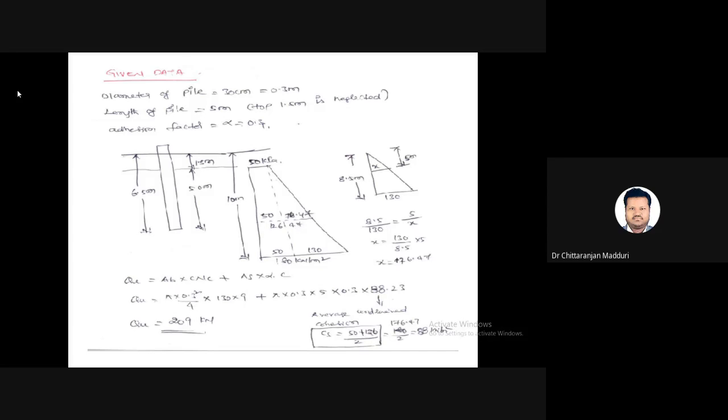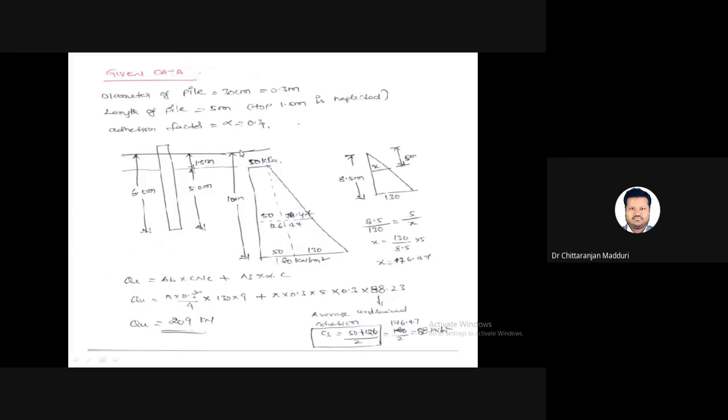So by using similar triangle concept, we need to find the cohesion at the bottom of the pile. That means at 5 meters depth, that means at 6.5 meters depth from ground level, we need to find out the cohesion. So 50 kilopascal is uniform up to 1.5 meters depth, and from 50 kilopascals it linearly varies. So at the top, take it as 0. At the bottom, it is 50 plus some x. So by using similar triangle concept, we need to find out the x value.